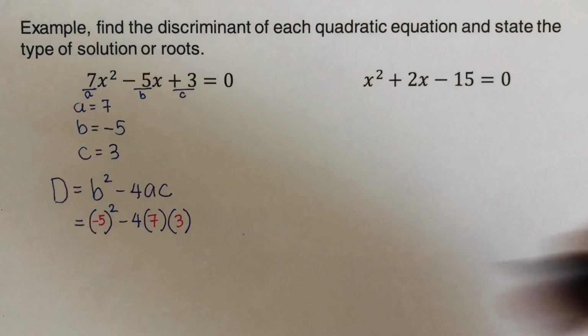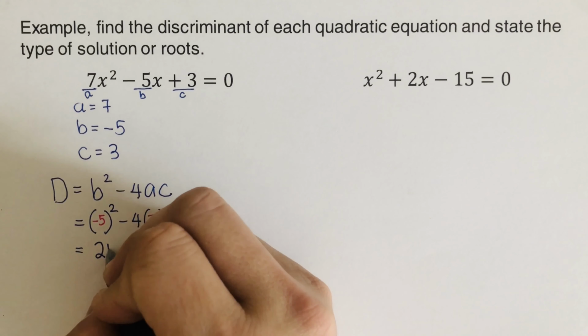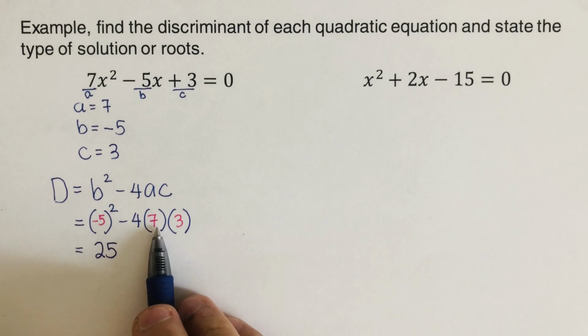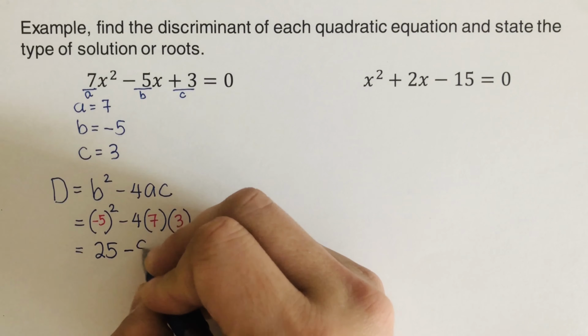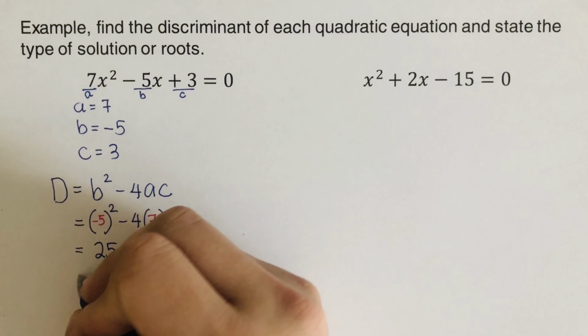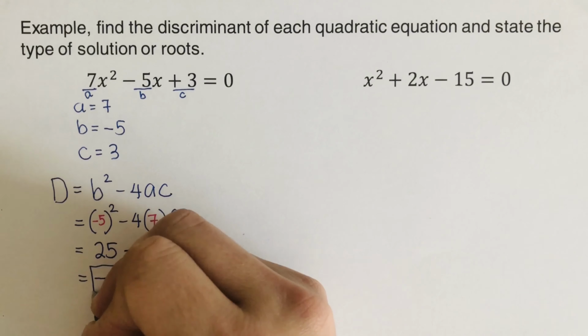From here, we can simplify this. Negative 5 times negative 5 is 25, and then 4 times 7 times 3 is 84. So 25 minus 84. Then this is negative 59, our discriminant.